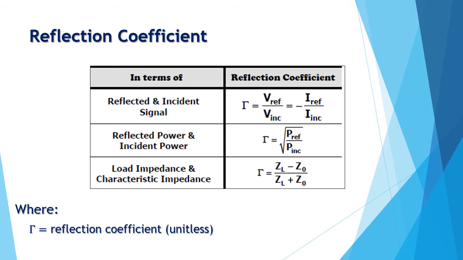So in terms of current, we have I sub ref divided by I sub ins, and it has a negative value. For the reflected power and incident power, we have reflection coefficient is equal to the square root of P sub ref divided by P sub ins. And lastly, in terms of load impedance and characteristic impedance, we have the reflection coefficient equals Z sub L minus Z sub O divided by Z sub L plus Z sub O. And of course, the reflection coefficient is a unitless quantity.